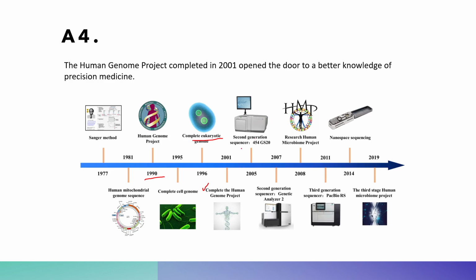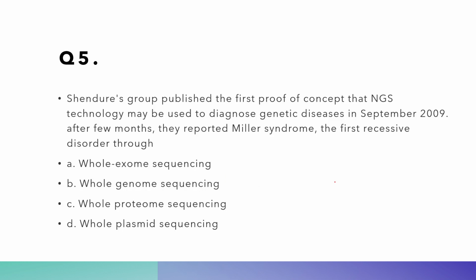Then second generation sequencing, the Analyzer 2, the Human Microbiome Project, and third generation nanopore sequencing, and now we are at the third stage of the Human Microbiome Project. In this course of time you can see how personalized medicine has been evolving from 1977 to 2019. Okay, so let's move to our next question.